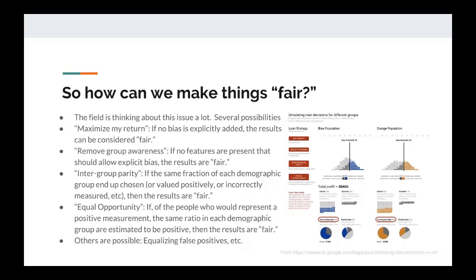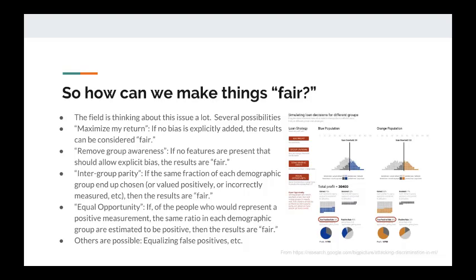Then a third possibility, you could go for intergroup parity. I could basically say, I'm going to make a threshold or a model for every group and just say, look, the same fraction of people in one group and the other group are going to get loans, or be viewed positively. And that's what I'll call fair. I'm just going to go for parity.